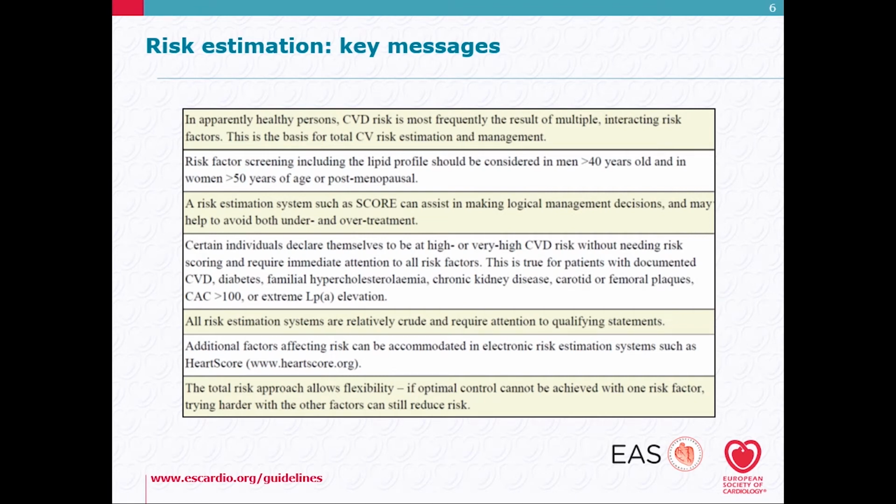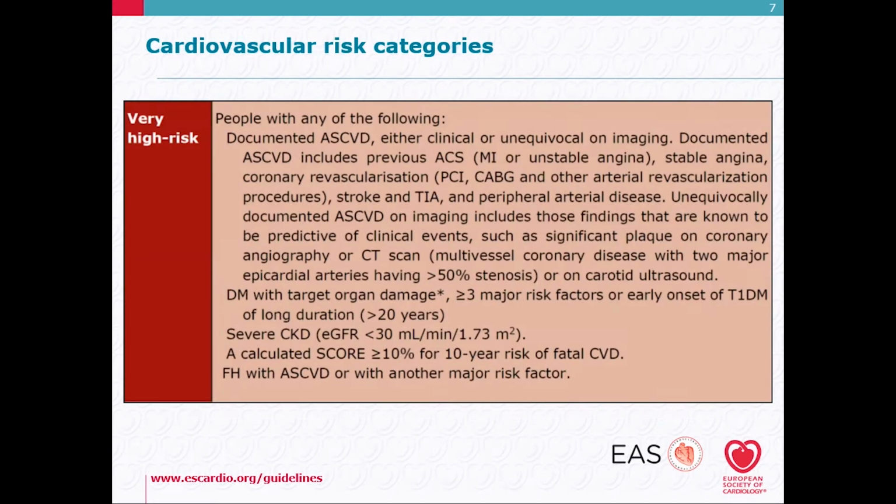Then there are some key messages for the risk estimation: the population that needs to be treated and the population that needs to be considered for risk estimation. And we have several indications that the risk estimations are not fully precise. So we have to consider that, and we also have to consider there may be other factors that contribute risk that are not considered in those charts or algorithms that are available.